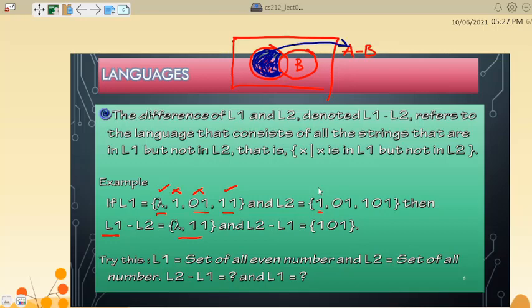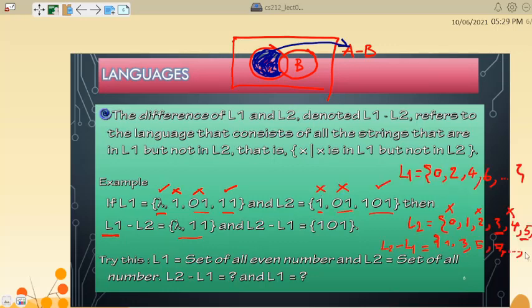Okay, if we say L2 minus L1, now we're looking at L2 first. 1 is also in L1, so we don't take 1. 0, 1 in L2 is also in L1, so we don't take it. 1, 0, 1 is in L2 but it's not in L1, so then we take 1, 0, 1.